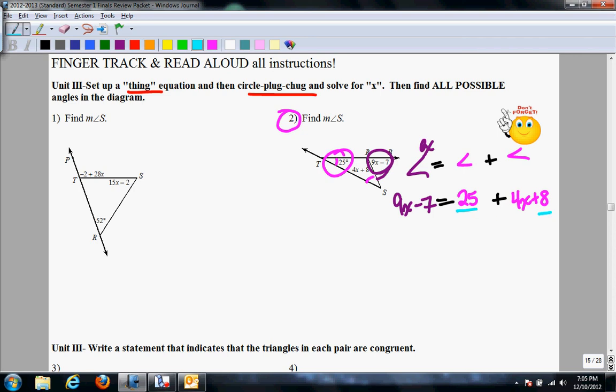You can do your own algebra, and once you're done finding x, whatever value you get for x, I want you to plug it in right here, and here, and you should notice that these two angles here add up to this angle on the outside.